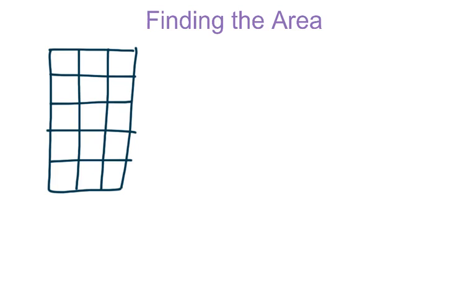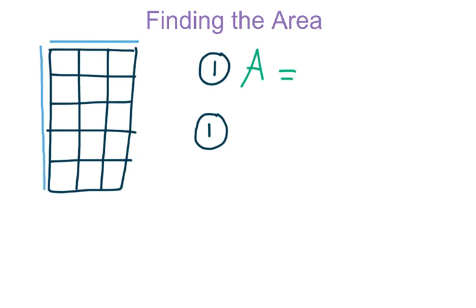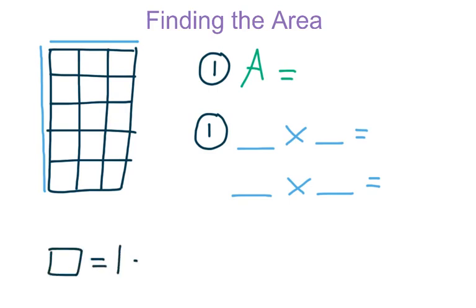Now, give this one a go yourself. What you might want to do is firstly count the number of squares to work out what the area is. Then work out how many centimetres we have this way, how many centimetres we have this way, and then can you write 2 multiplication sentences to help you work out the area without counting how many centimetres squared boxes we have. Pause this video and give it a go now.